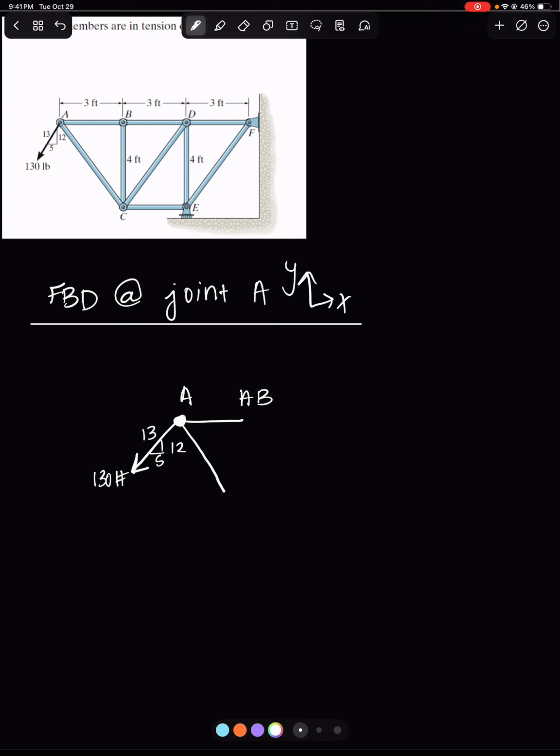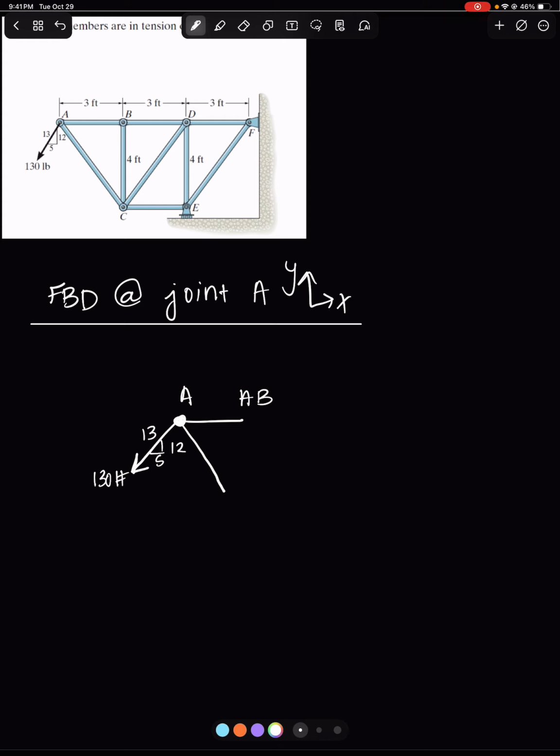If we only have two equations, we can only solve for two unknowns. So for the method of joints, we cannot have more than two unknowns at our joint. That is why I chose A. You could choose F as well, but I just wanted to choose A. So we're going to do A.